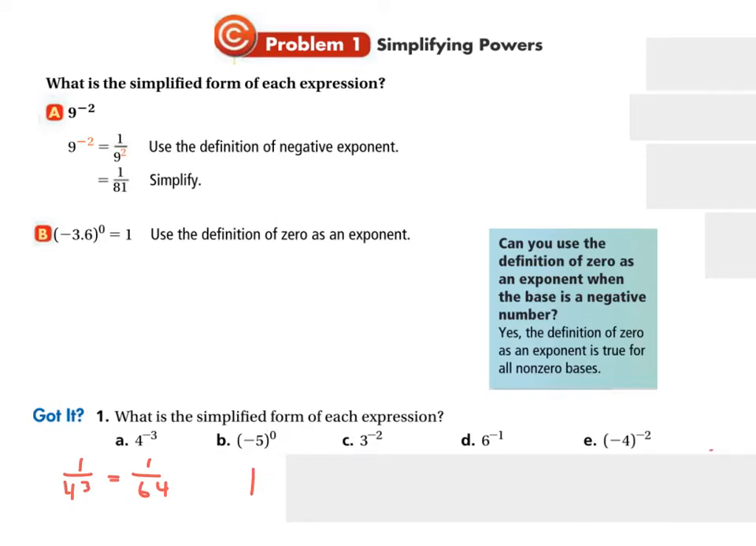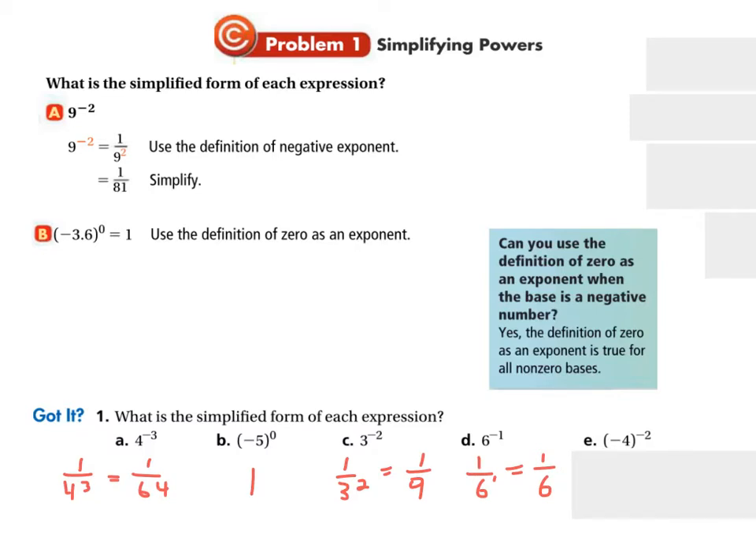Okay, 3 to the negative second. Negative exponent says take that 3 to the second, put it on the bottom, 1 over 3 to the second, and simplify 3 to the second as 9, so 1 over 9. Continuing the same way, 6 to the negative 1 is the same as 1 over 6 to the first. 6 to the first is just 6, so 1 over 6.